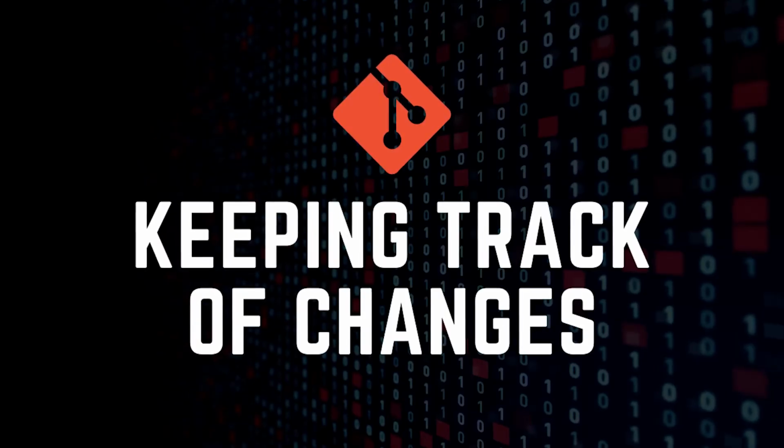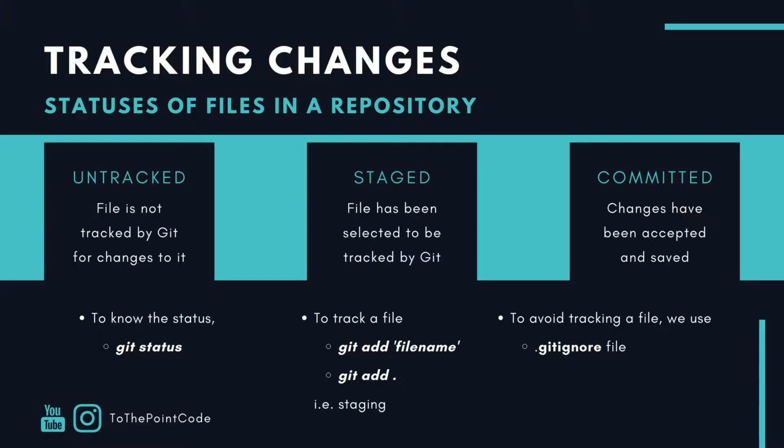Now let's talk about tracking the changes in our project. So the files that we have in our Git repository can have one of these three statuses. It can be untracked, it can be staged, and it can be committed. When the file is untracked, it means that Git is not monitoring the file for any changes that we make to it. When a file is staged, it means that we have told Git to keep track of any changes that will occur to that particular file. Now when a file is committed, it means that we approve of the changes that have been made to the file and we have saved it.